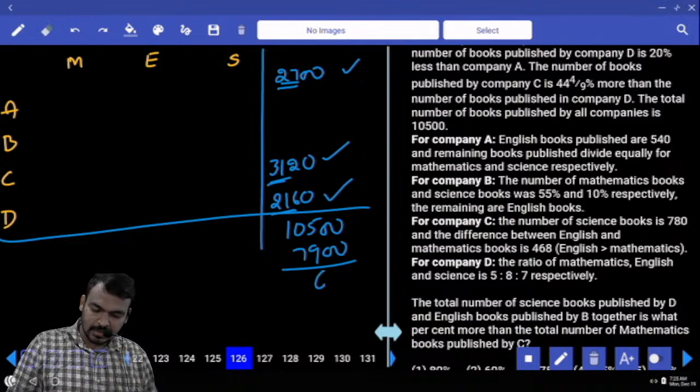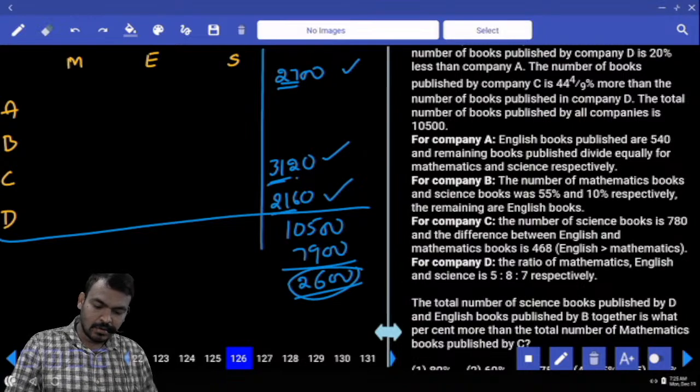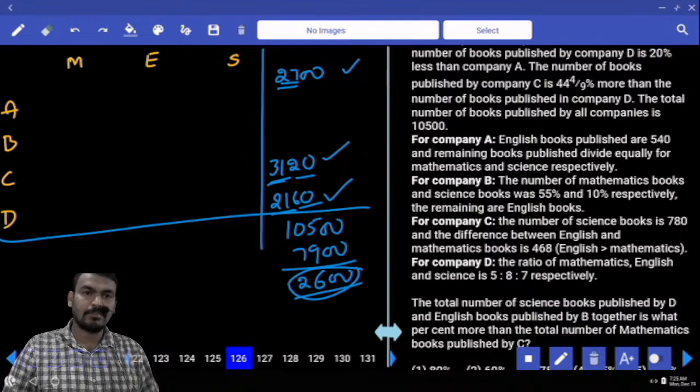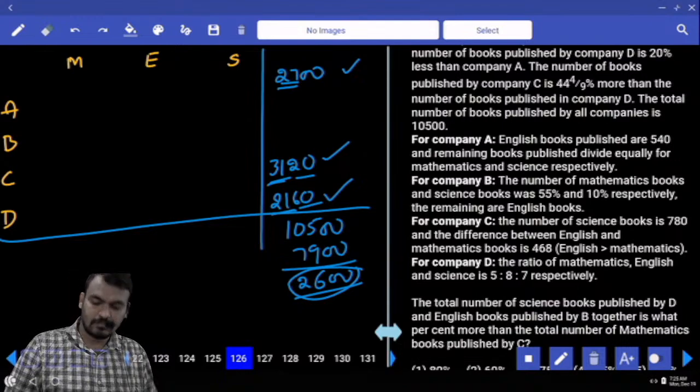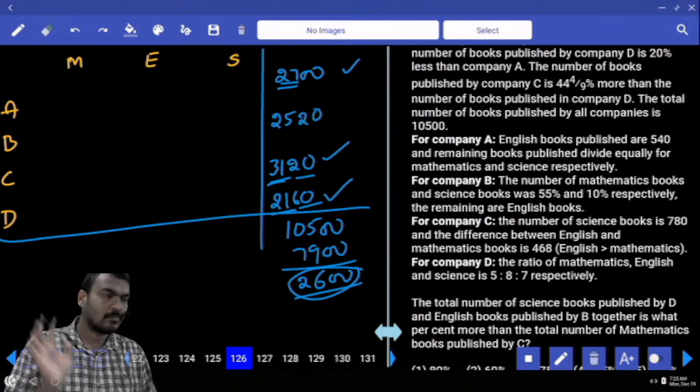1500 minus 900, 600. Next, 9 minus 7, 2, or not? 2,600. That 2,600 again, 20 plus 60, 80. Out of 2,600, we are subtracting 80, or not? What is the remaining? 2520. Yes or no? Okay, next.